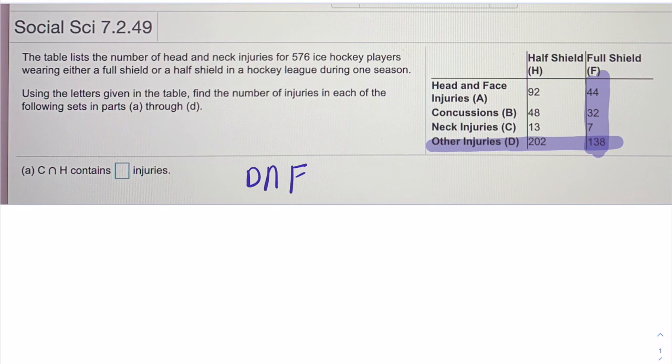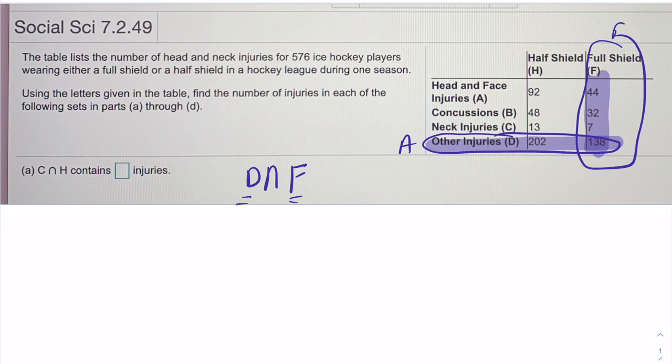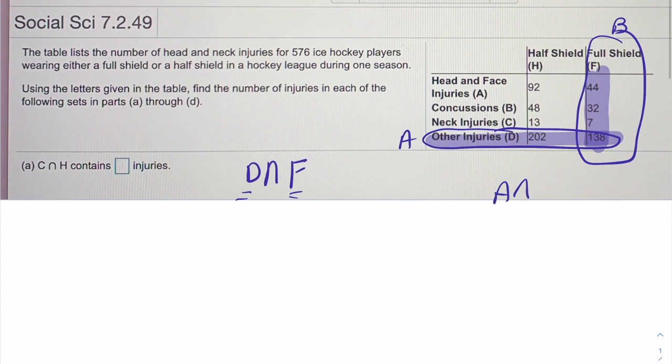Right? So this means other injuries having a full shield, that's like group A and group B, and I want to find A intersects B, so that's 138.